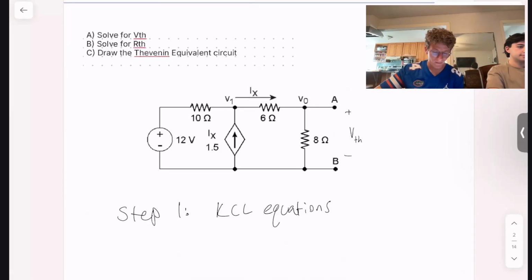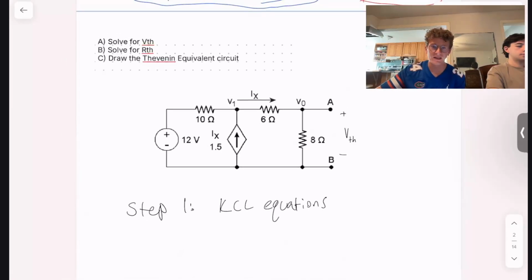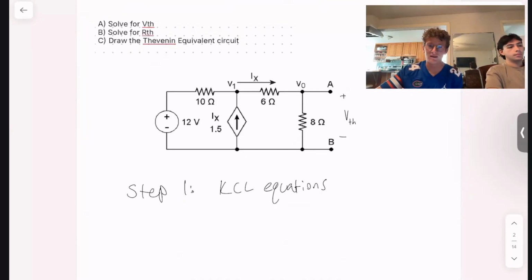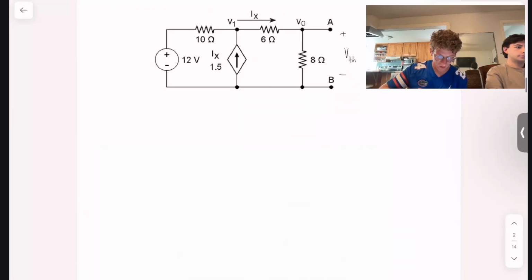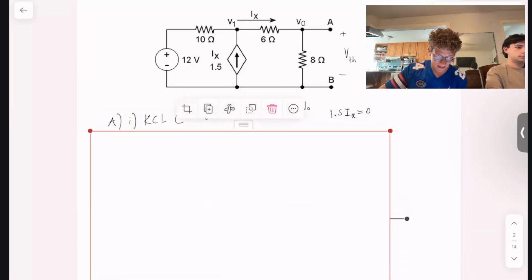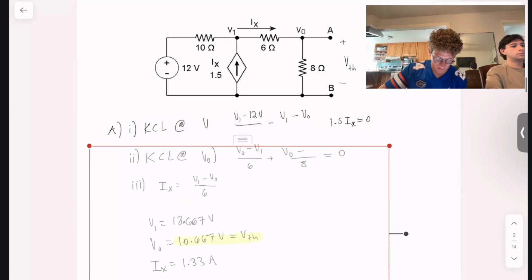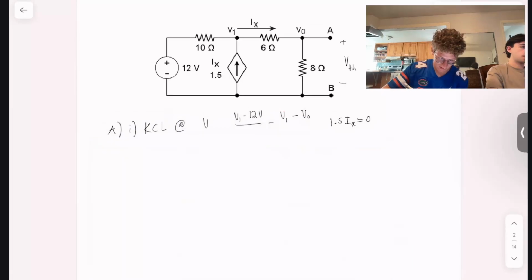So step 1, we're going to solve for VThevenin as part A asks, and that begins with, once again, KCL equations. I prefer to do nodal analysis. This type of question looks like nodal analysis will be the easiest approach to get the values that we're looking for, so we'll go ahead and do that.